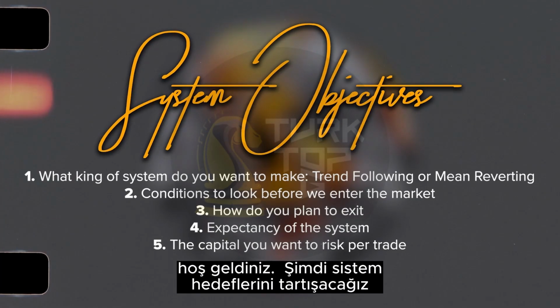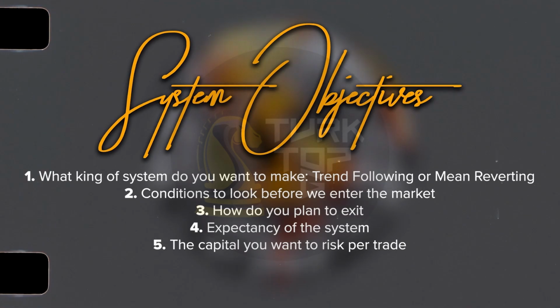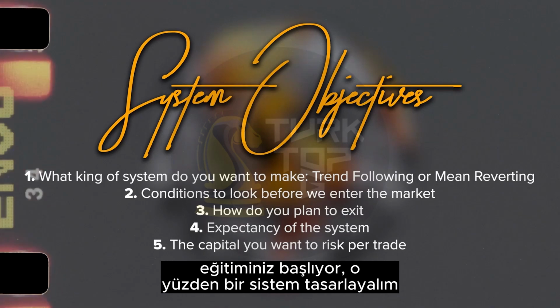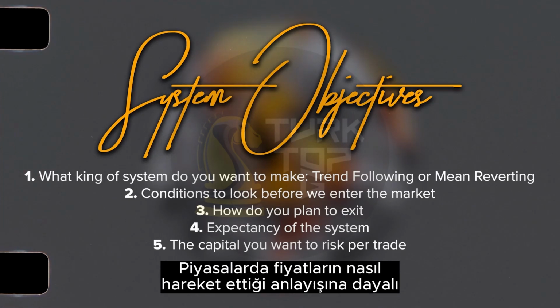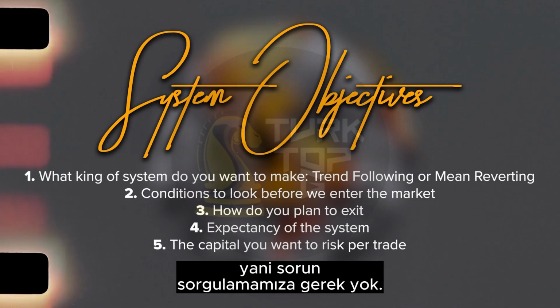Today we'll discuss system objectives. Now you guys understand what trends are, right? You understand their structure, you understand the different types of boxes, you understand how when the price gets out of a box, a new trend begins. So let's design a system based on this understanding of how prices move in the markets so we can constantly benefit from that system. We don't have to question it.